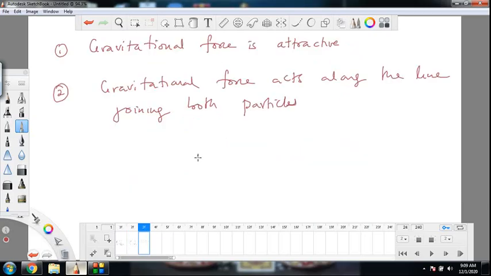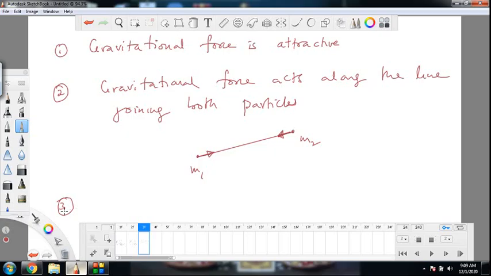For instance, if I have a particle here m1 and a particle here m2, first you should join these particles by a line. Along that line the force will act, and because it is an attractive force, on m2 the force is towards m1 and on m1 the force is towards m2. It will always act along that line. That is very important. So whenever you want to show gravitational force, first you join the 2 point masses with a line, then you show the force as attractive acting along that line.